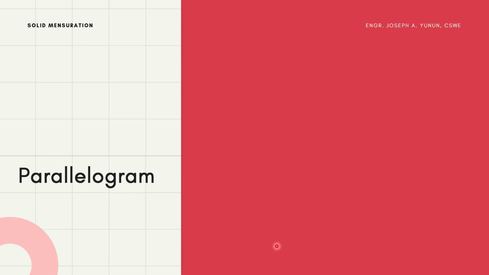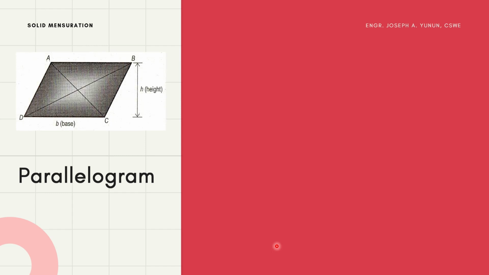So let's talk about parallelogram. A parallelogram is a figure like the one given here. You have the base, and the altitude or height that is perpendicular to the base. It can also be drawn from this corner, then draw a perpendicular line that is 90 degrees here. That could be the altitude. You also have two diagonals, the longer diagonal and the shorter diagonal.